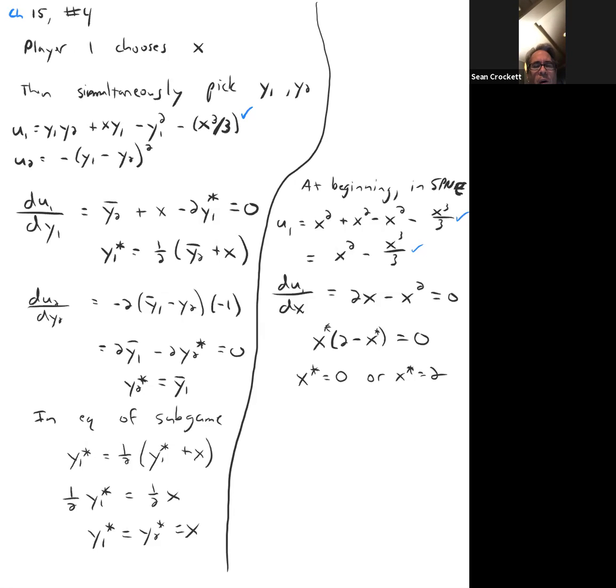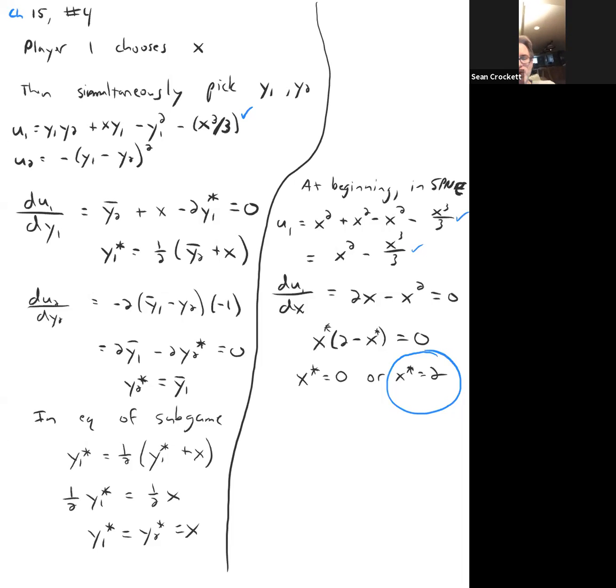We also know that if x equals 0, utility of player 1 is 0. So we can see that by just substituting into that top function up there. 0 squared minus 0 to the third over 3 is 0. But if we plug a 2 in there, we get 2. So we have x squared is 4, and then minus x to the third, which is 8 over 3. 4 minus 8 over 3 is a positive number. And so we know the solution that we want is this one.